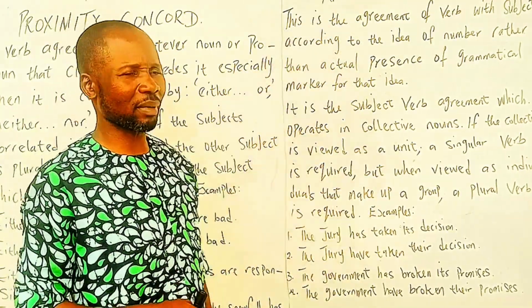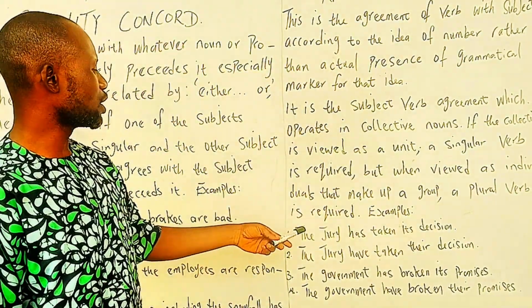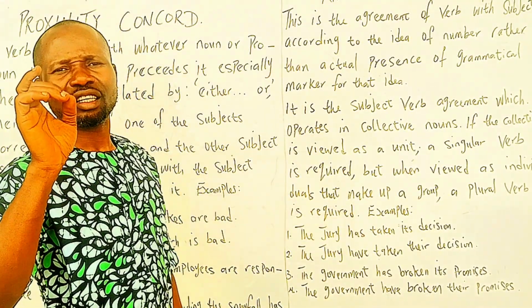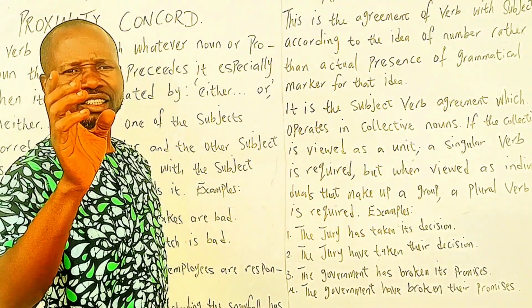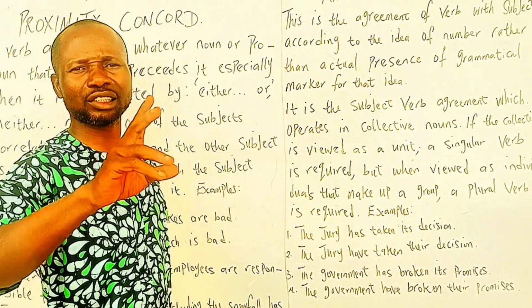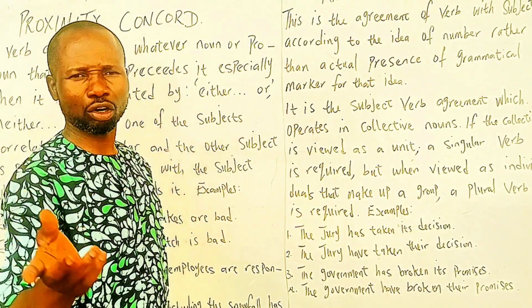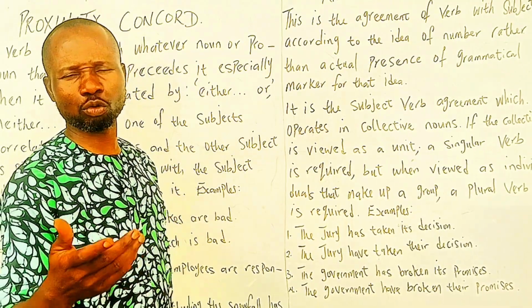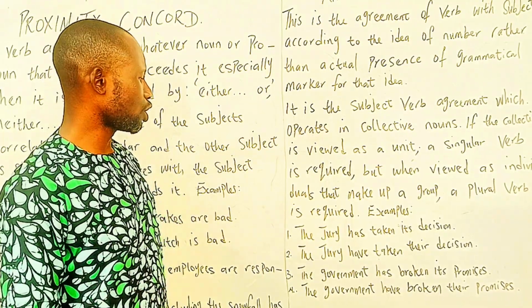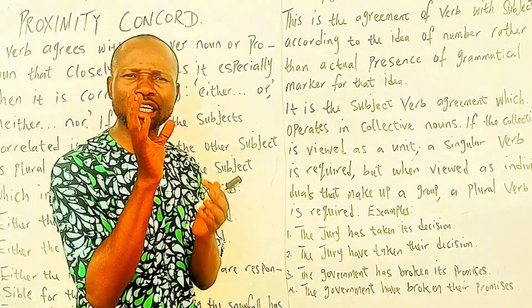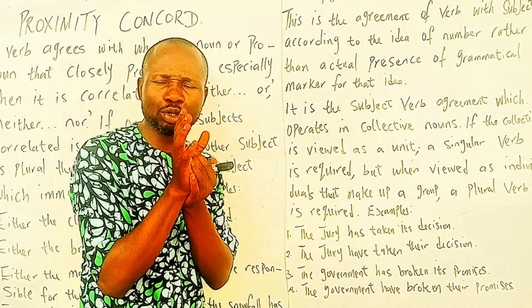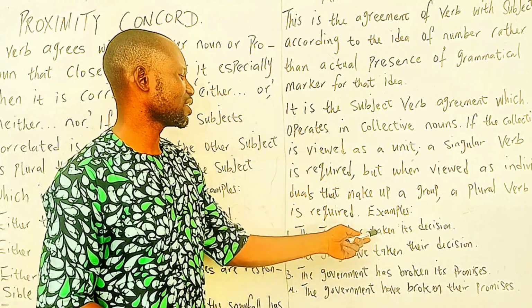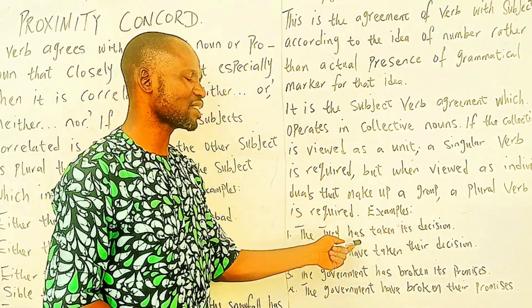Forget about this grammar. Example number one: the jury has taken its decision. Jury is a body in, will I call it, a law firm or in a court where judgment is being passed based on what an individual has done. So when the jury is being looked at as one person, we say the jury has taken its decision. Has is singular.